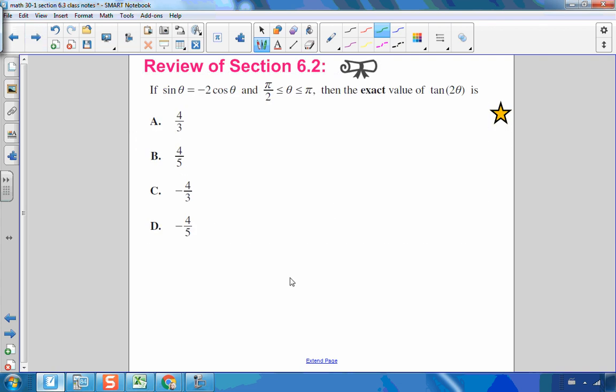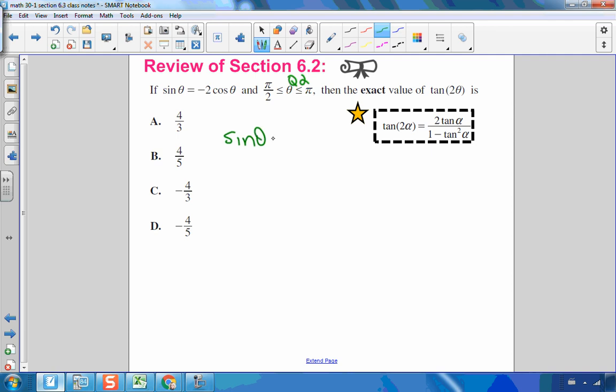Okay, over here, sine theta equals negative 2 cos theta, where theta is between pi over 2 and pi, in other words, in quadrant number 2. Then the exact value of tan 2 theta is what? Okay, so tan 2 theta, I need my formula. Now, notice with tan 2 theta, it's all just tans, and I'm given sine equals negative 2 cos. So I'm going to start with that and just manipulate that formula a little bit.